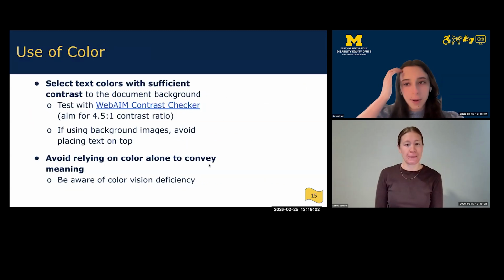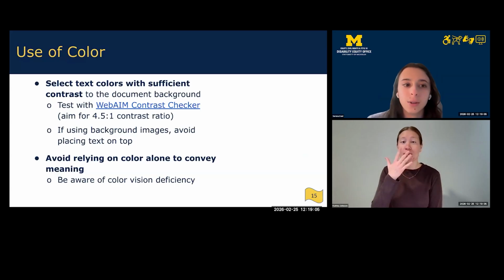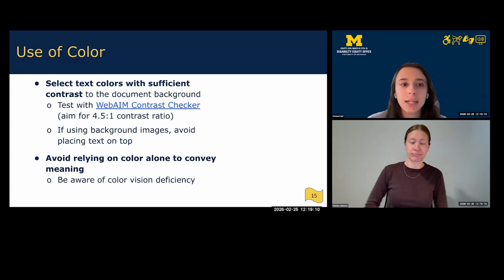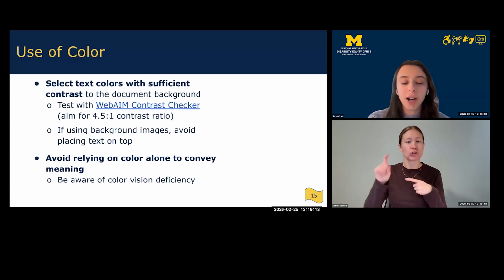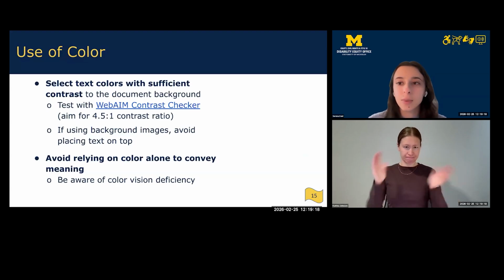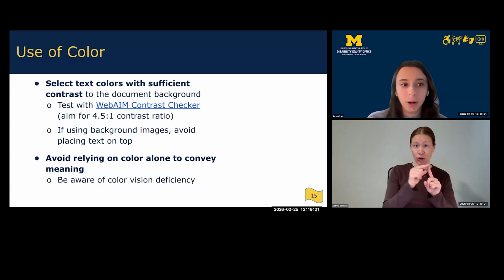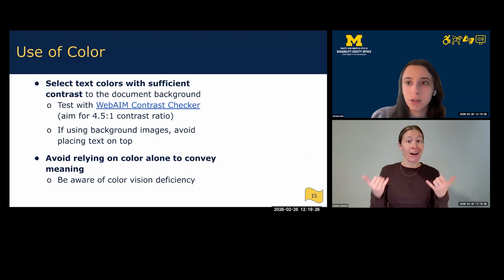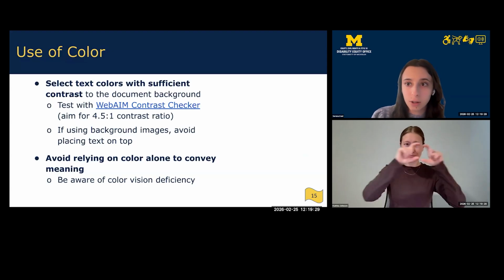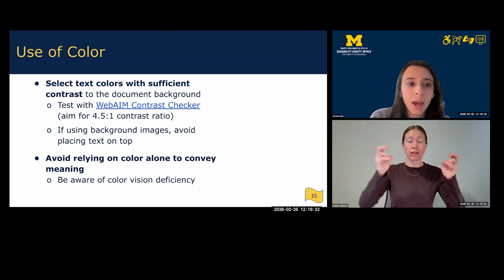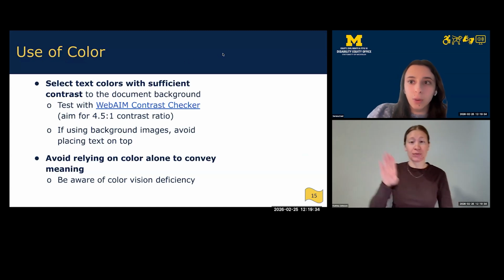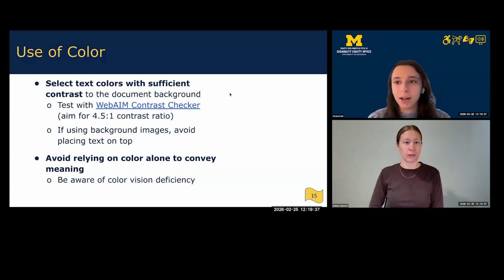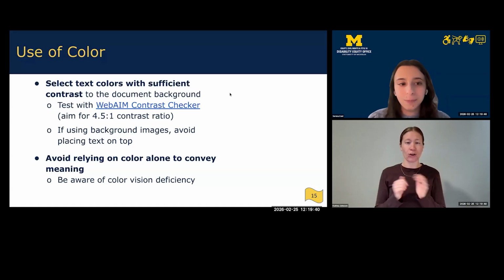Okay, next we're going to talk about use of color. So, two main practices we want you all to think about. The first is to select text colors with sufficient contrast against your slide background. Contrast is the difference in brightness between your text color and your background color. So right now, the header of my slide has a maize or yellow text color for the title. So that would be my foreground color. And then my background color is the blue of the header. So I would check contrast between maize and blue.